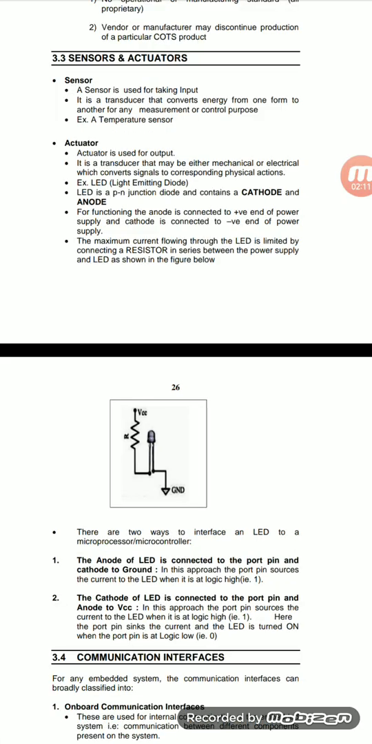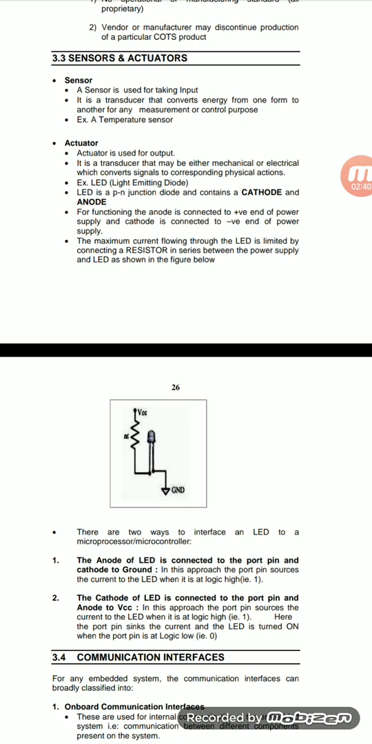Okay, guys, see, a sensor is used for tracking input. Every sensor has input conditions. Any sensor's input gives a different output. If you want some application, that is the output. The sensor is one of the inputs. It has a transducer that converts energy from one form to another for measurement or control purposes.